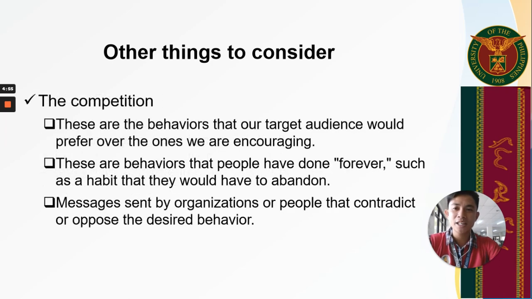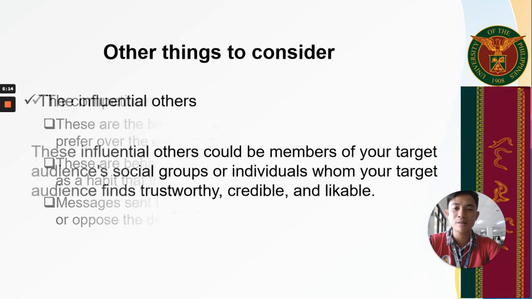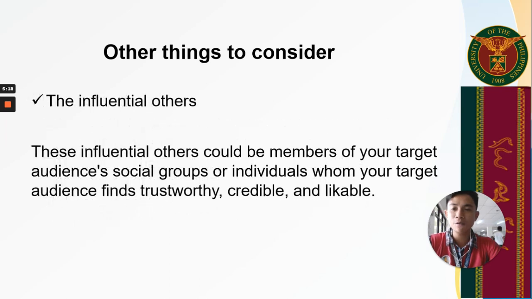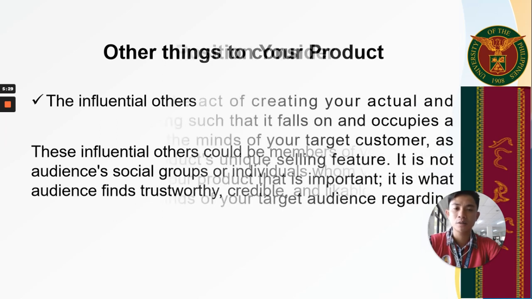Competition. These are the behaviors that our target audience would prefer over the ones we are encouraging. These are behaviors that people have done forever, such as a habit that they would have to abandon. Messages sent by organizations or people that contradict or oppose the desired behavior. The influential others. These influential others could be members of your target audiences, social groups, or individuals whom your target audience finds trustworthy, credible, and likable.